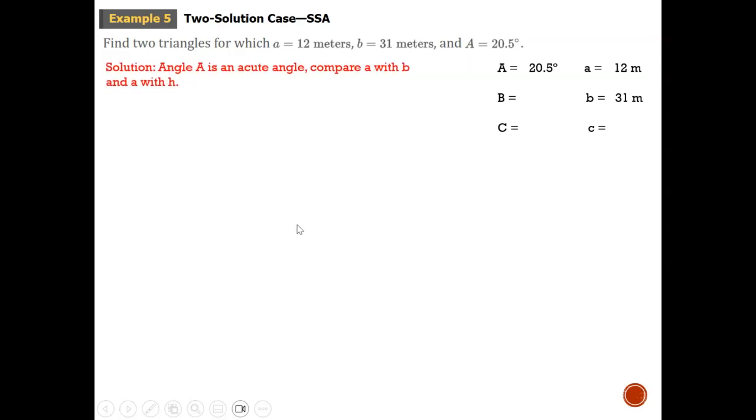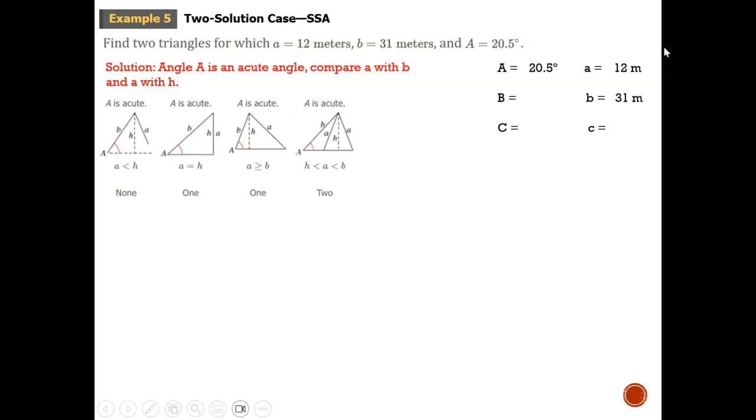Okay, so let's compare A with B and A with H. You see which one it is, guys. Here it's saying that B is more than A, right? So B is more than A, so right away we know this one cannot be it. It cannot be 1, because on 1, A is more than B. But to see which one it is from, we also need to find H. So H is equal to 31 times sine of A, which is 20.5. H is equal to 10.859.